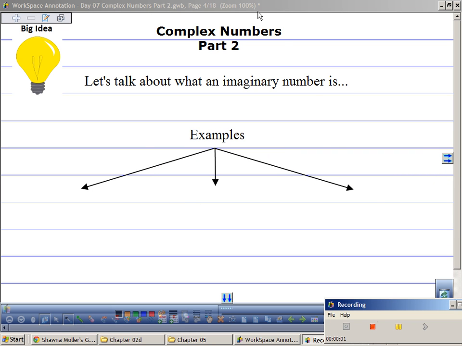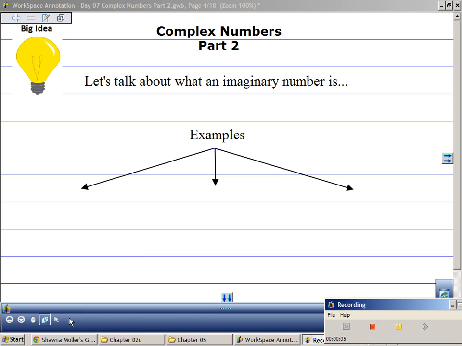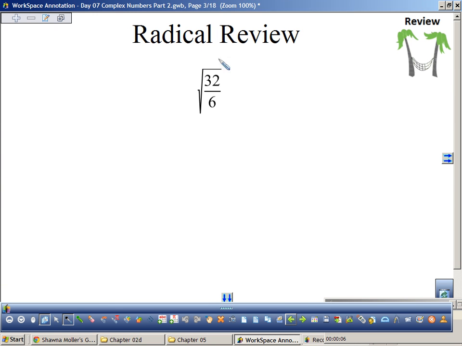Okay, so today we're talking about complex numbers. We're just going to go a little bit more in depth. So I'm going to start with a little bit of a review first. So let's review some more radicals.